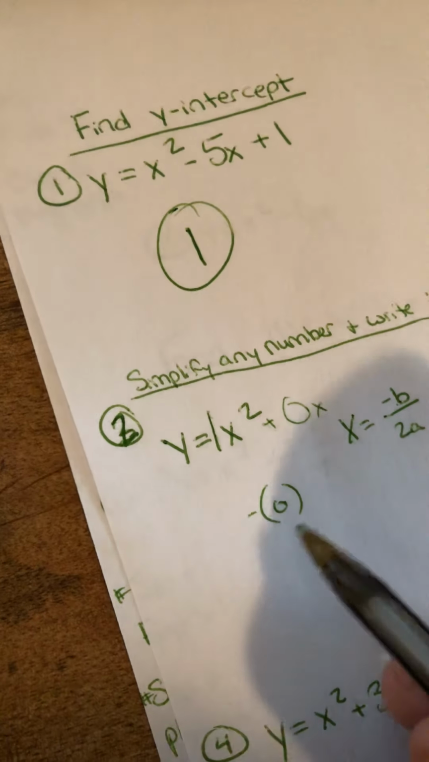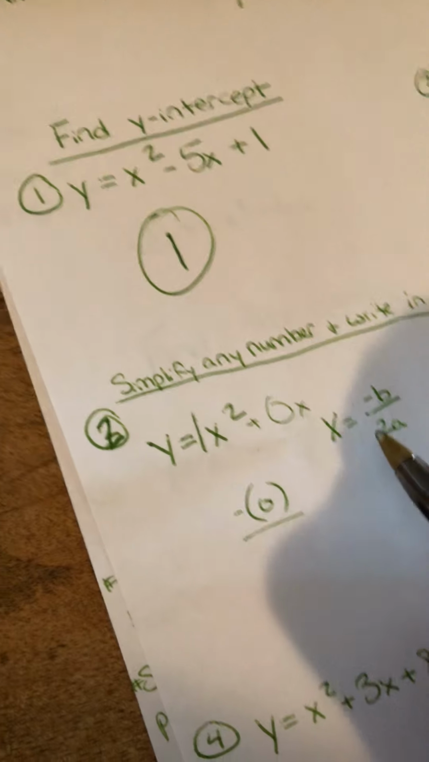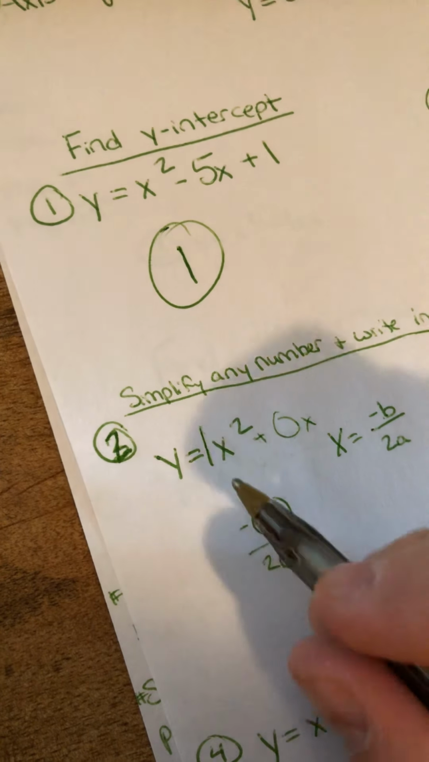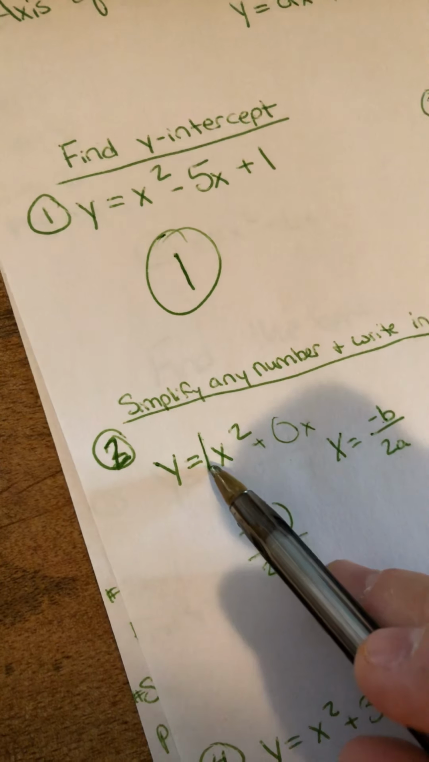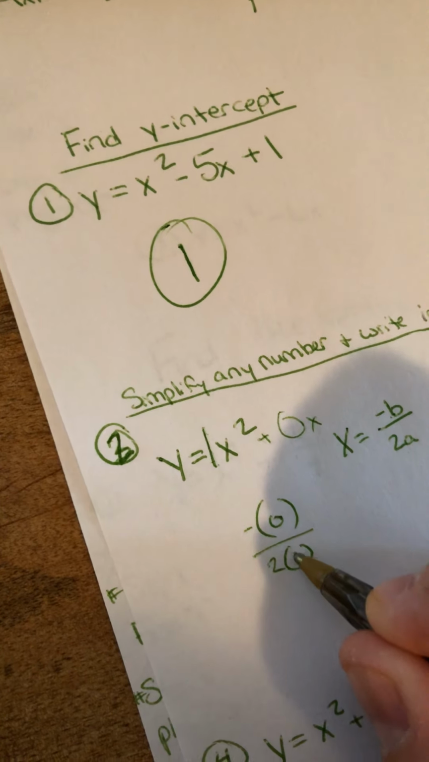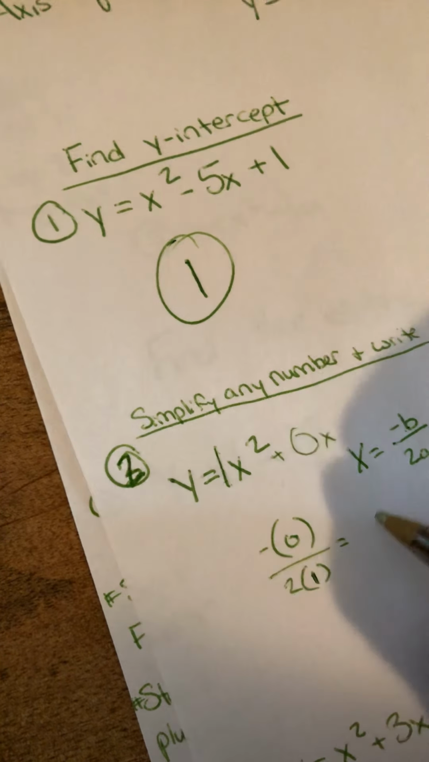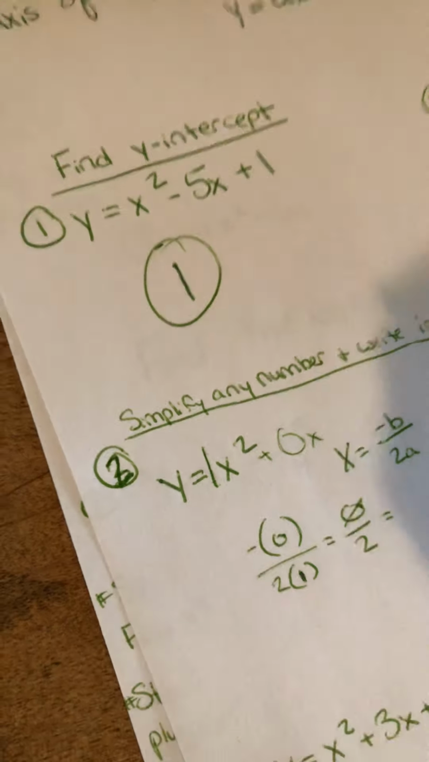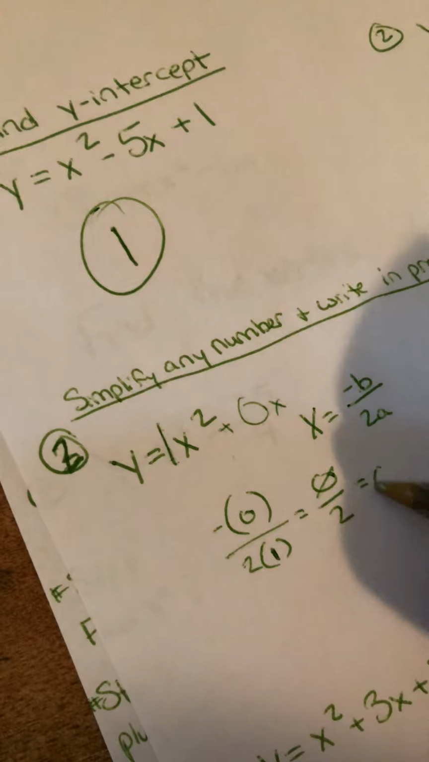And then 2 times 1, since a is 1. So we're going to have negative 0, which can't happen. So 0 over 2. So what is 0 divided by 2? Hopefully you know that is 0.